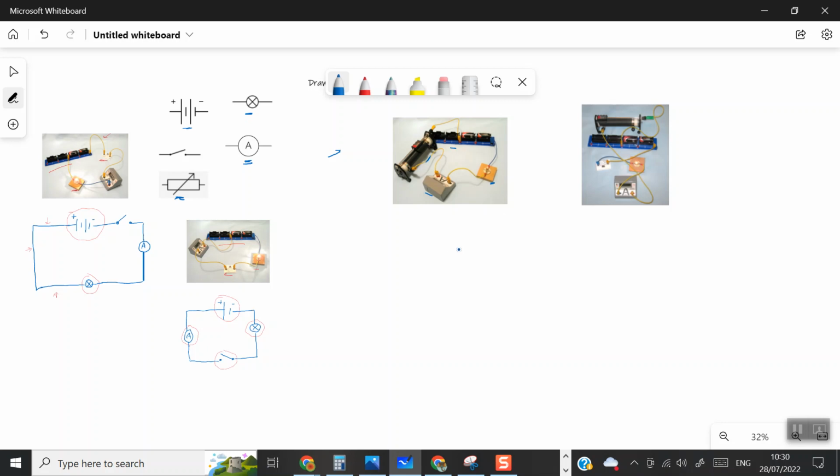So again, we have our battery. We have our positive terminal and we have our negative terminal. So again, traditionally we put the battery up the top. It's then connected to a light source, which is like that. So that's that symbol here. Then it is connected to an ammeter, which is this symbol here, just an A.